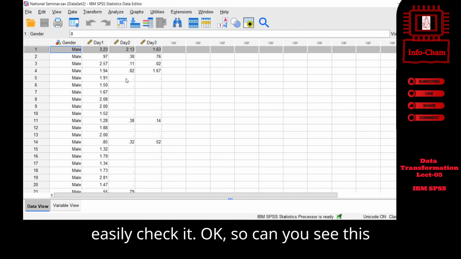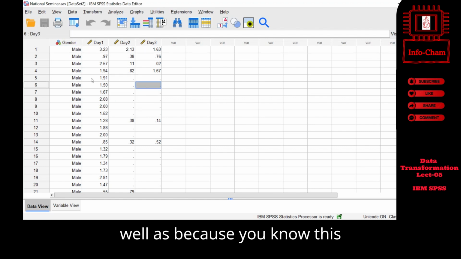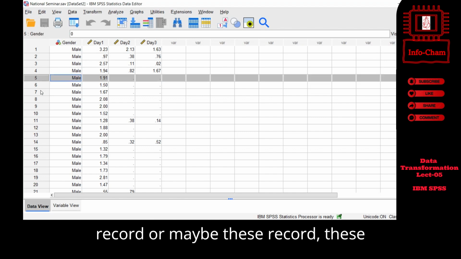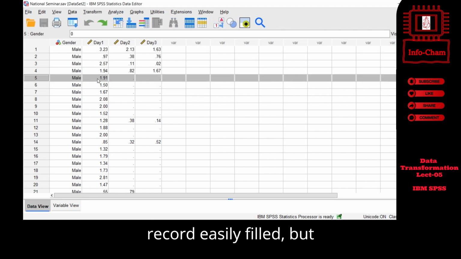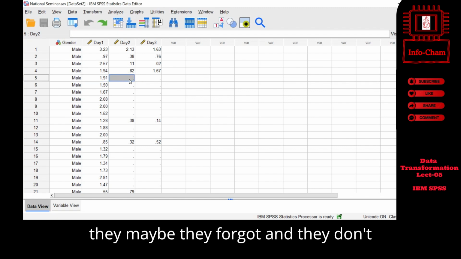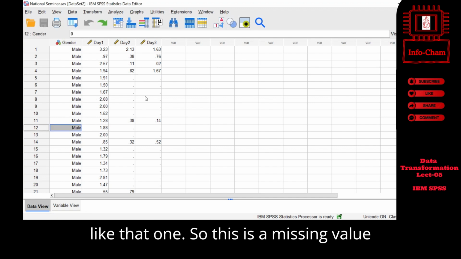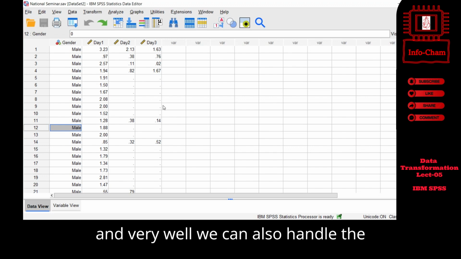Can you see this data has some missing values? Maybe they forgot to fill it in, or didn't want to; we don't know. They didn't fill that data. Similarly for others. So this is a missing value, and you know very well that we can also handle missing values.